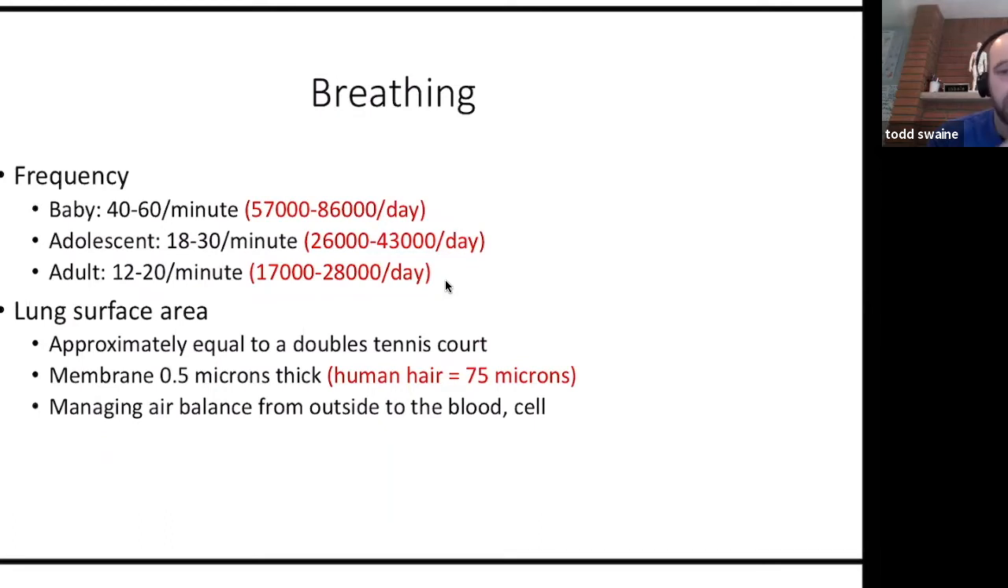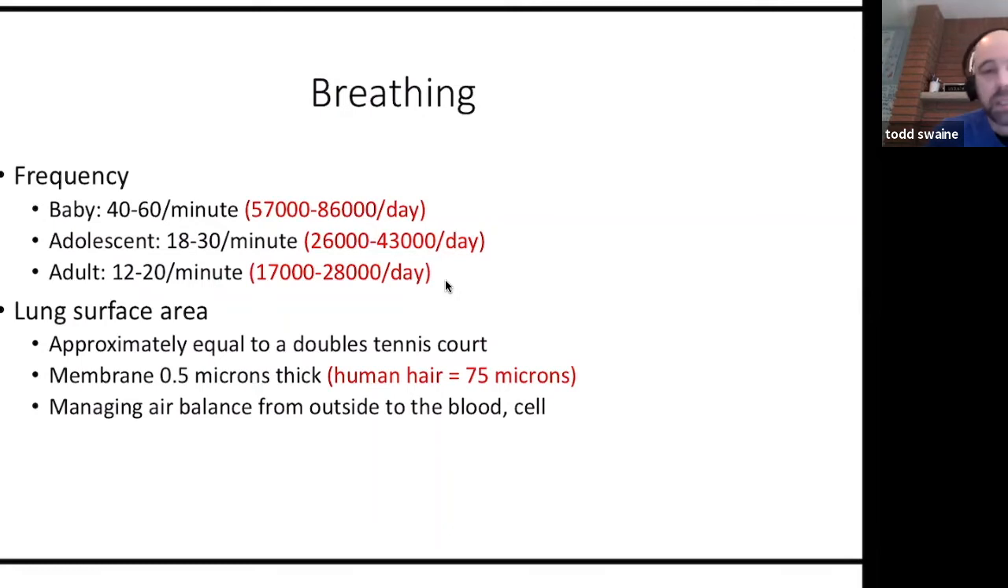You're sitting, you're breathing. You're lying down, you're breathing. There is a pattern being created. And there's going to be breathing. That pattern is going to be influenced 17,000 to 28,000 times a day for each of us. So there's an opportunity to correct that if the pattern's incorrect.